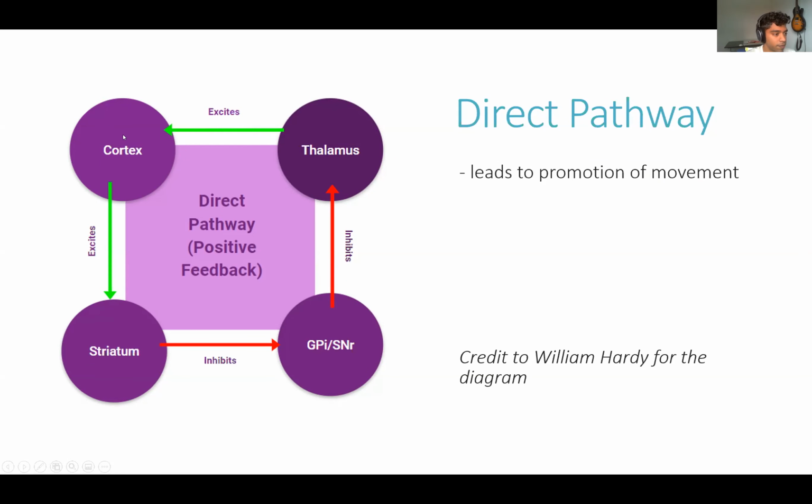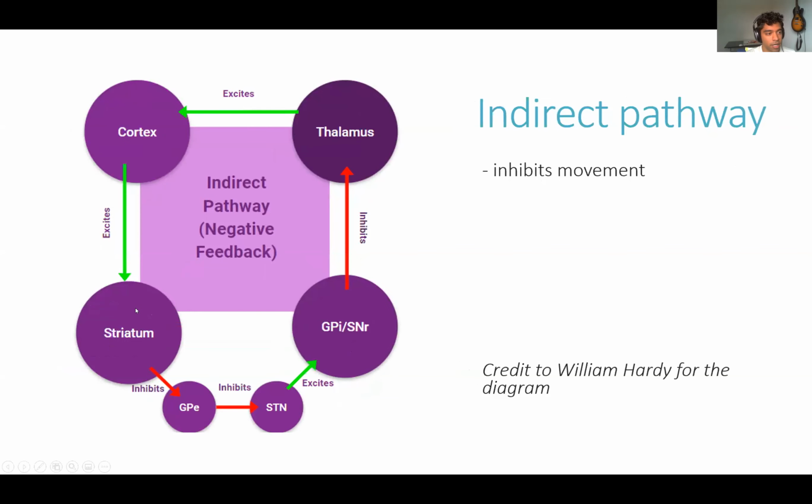So the cortex, that's where the information starts. Remember, the cortex sends information to the basal ganglia. So it excites the striatum. Then the striatum inhibits the globus pallidus interna and substantia nigra reticulata. That leads to disinhibition of the thalamus. Usually these two inhibit the thalamus, but if they are inhibited, then they can't inhibit the thalamus. So the thalamus goes ahead and excites the cortex. That's the direct pathway.